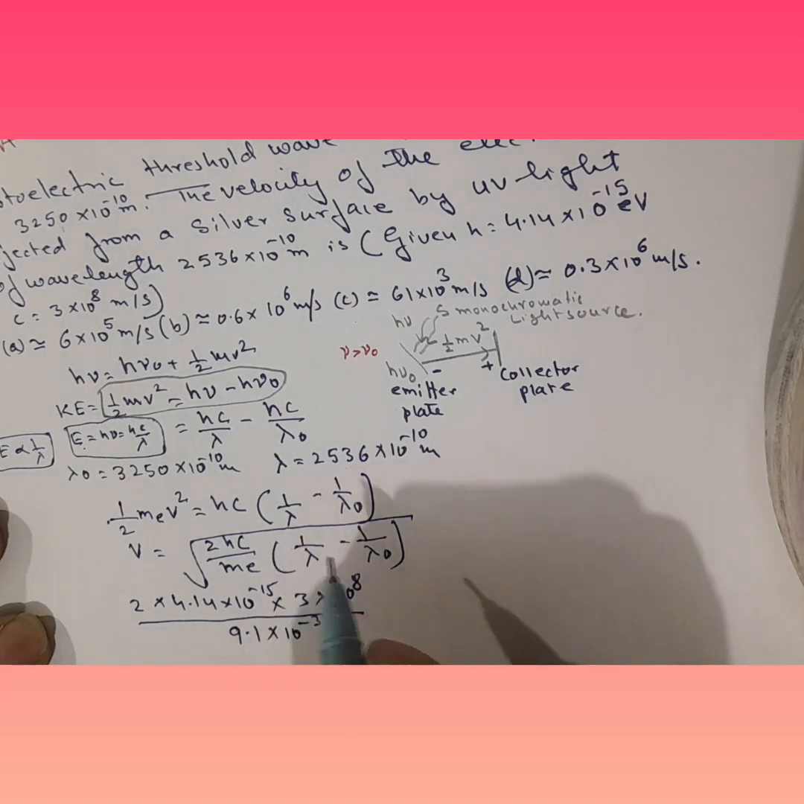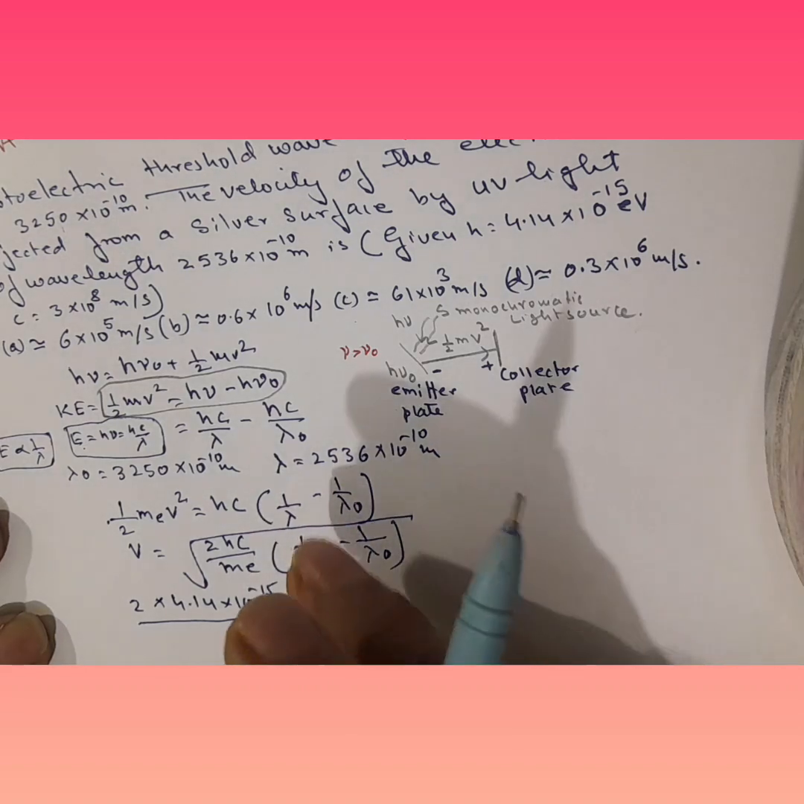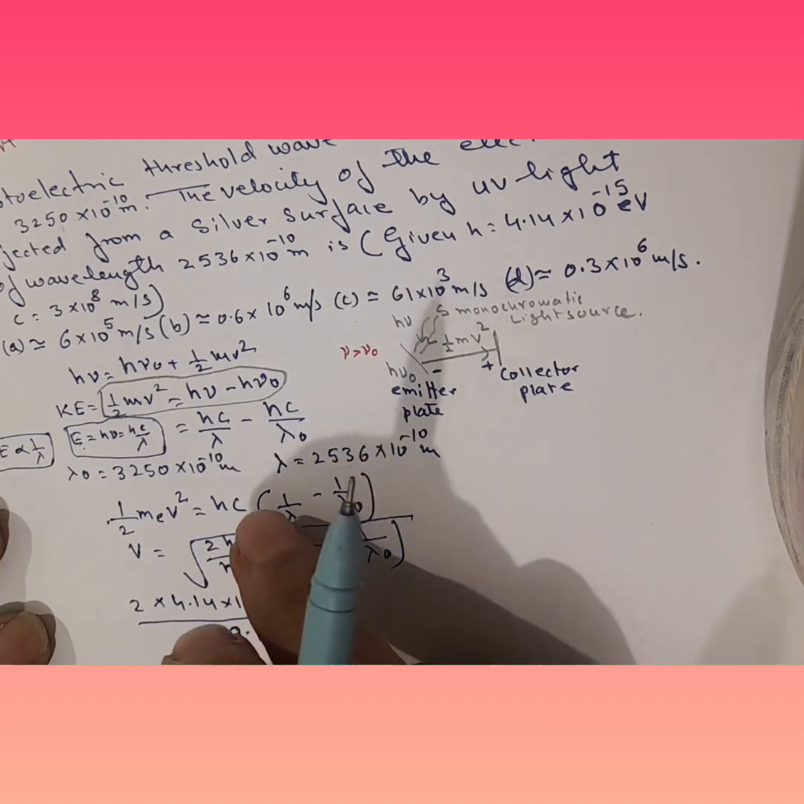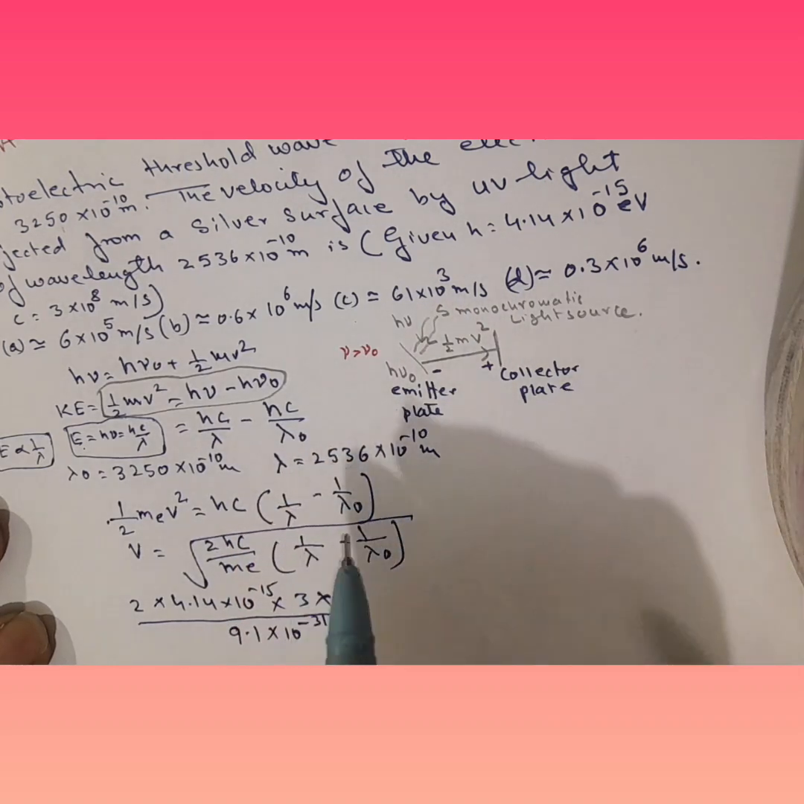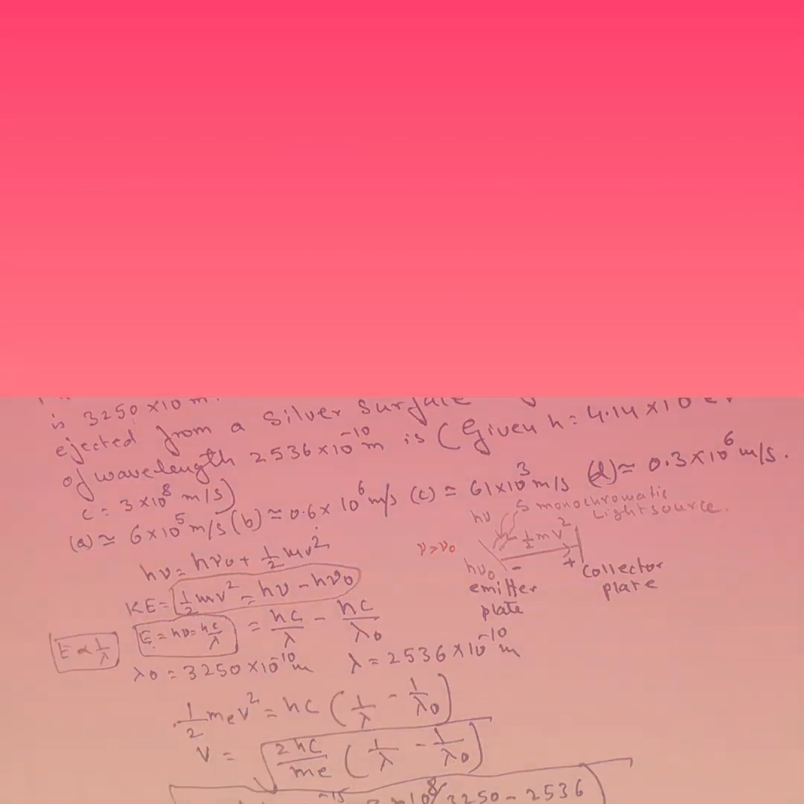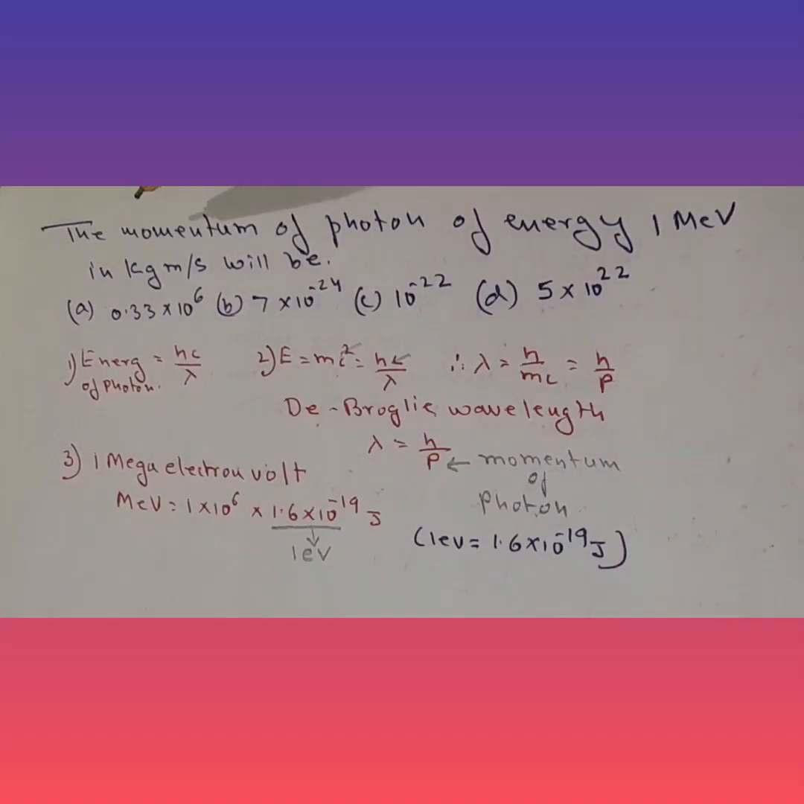And here if we take LCM, what would happen is lambda 0 minus lambda over lambda into lambda 0. Let's try and understand this numerical. The momentum of photon of energy 1 MeV in kg meter per second will be. These are the options. Now prior to getting into this numerical, we are supposed to know that energy of photon would be equal to hc over lambda, where h is Planck's constant, c is velocity of light, and lambda is the wavelength.